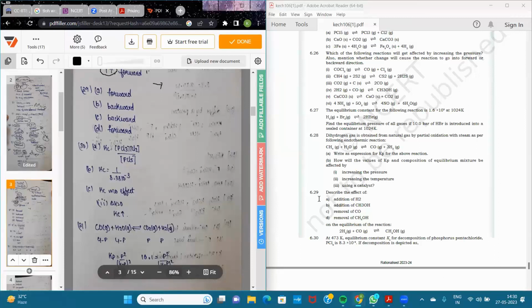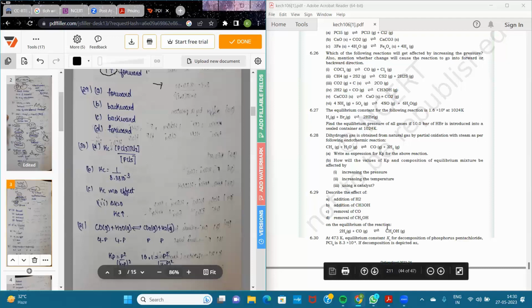We need to observe the reaction here. We need to observe whether the given molecules are reactants or products. If in the below reaction, H2 is the reactant, if we add H2, reactants are more. To nullify this change, the reaction proceeds in the forward direction. Therefore, the equilibrium constant remains the same.